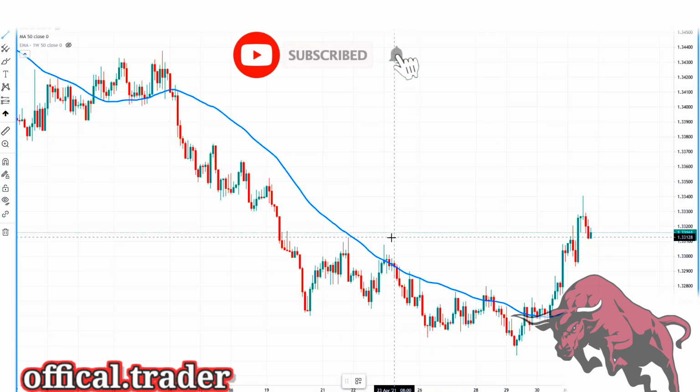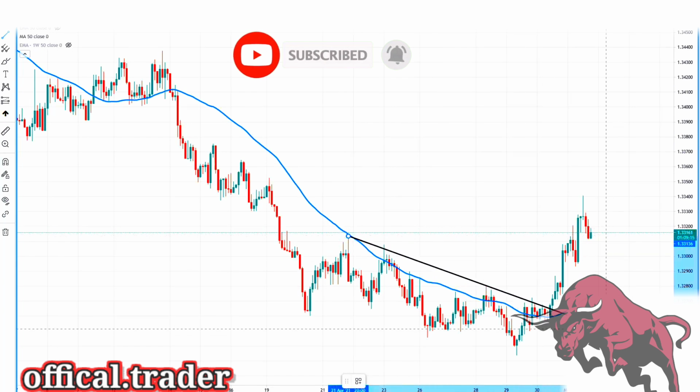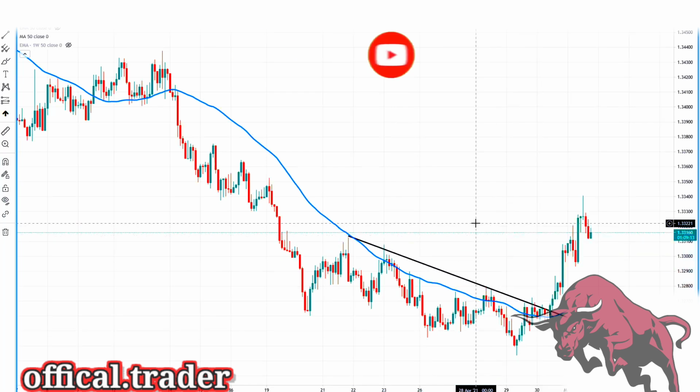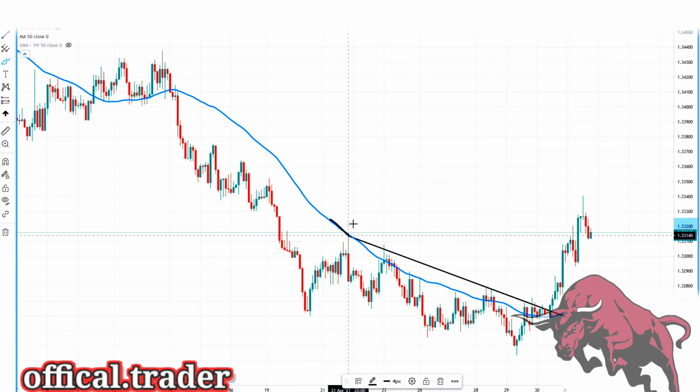And now let's try to find where do we get our trend line in. So you can see we immediately have a very nice trend line. We have our first touch point, second one, and a third one.